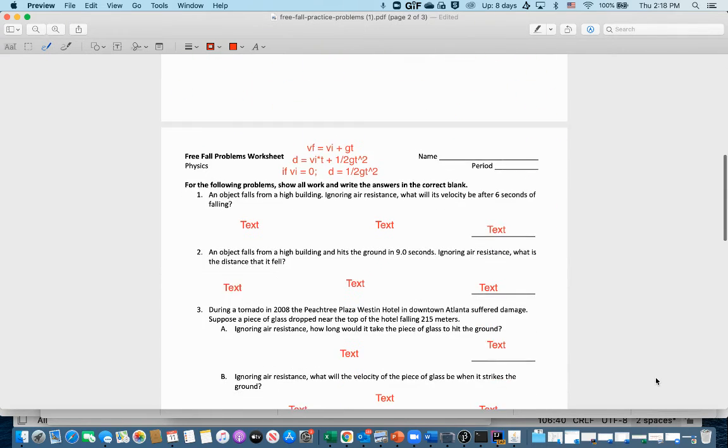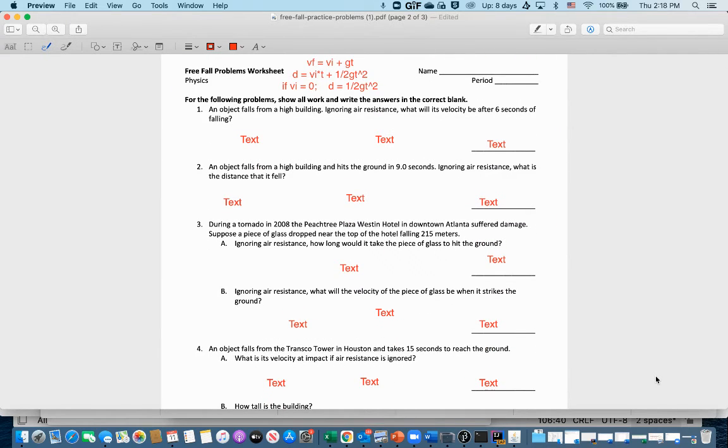So we're going to go right down here to the ones we did together. We're going to work just some of these out. I went ahead and put these equations right here. This is my final velocity equals my initial velocity plus gravity times time. And then I have my distance. Now I put v initial times t, that's if you start with it. But if v initial is zero, then we have that equation we just have right here.